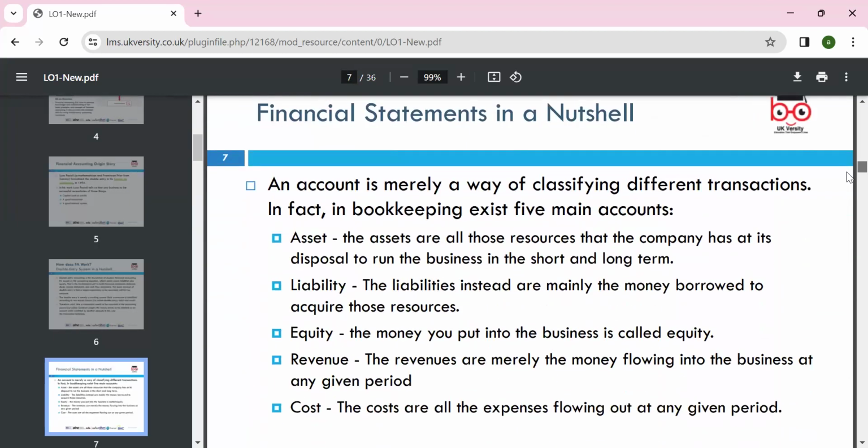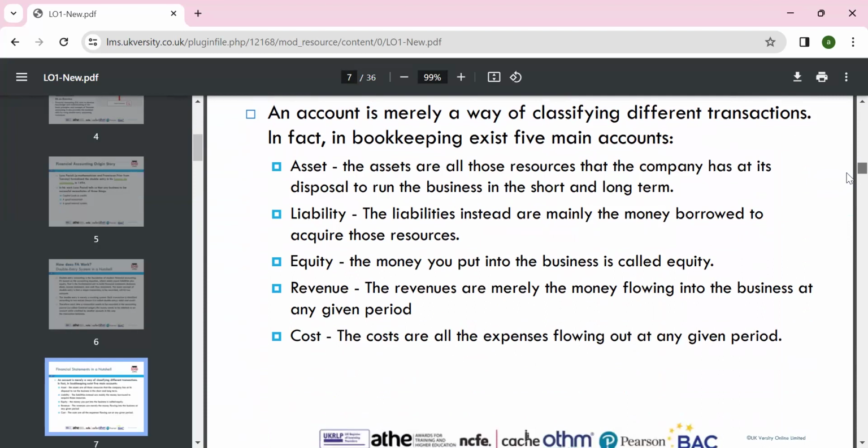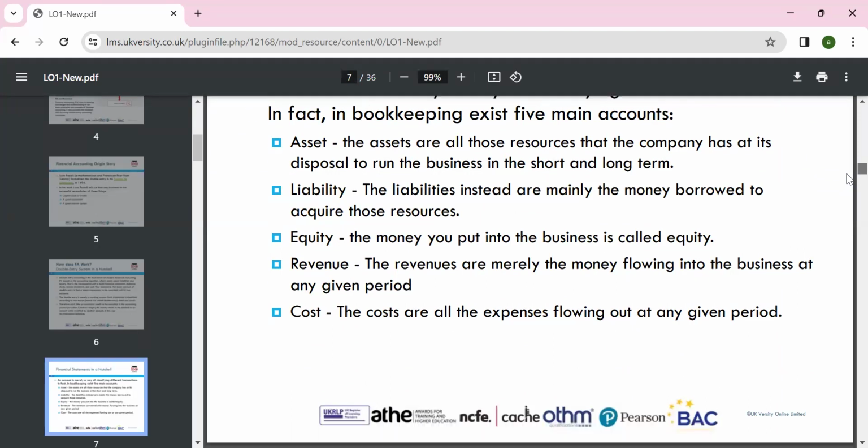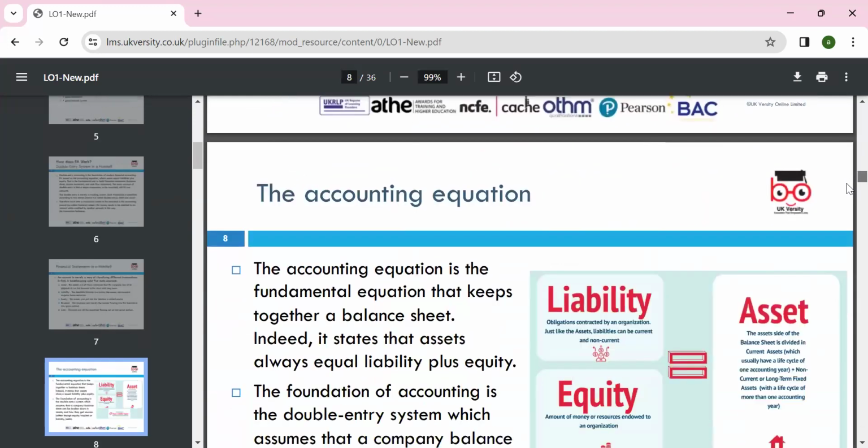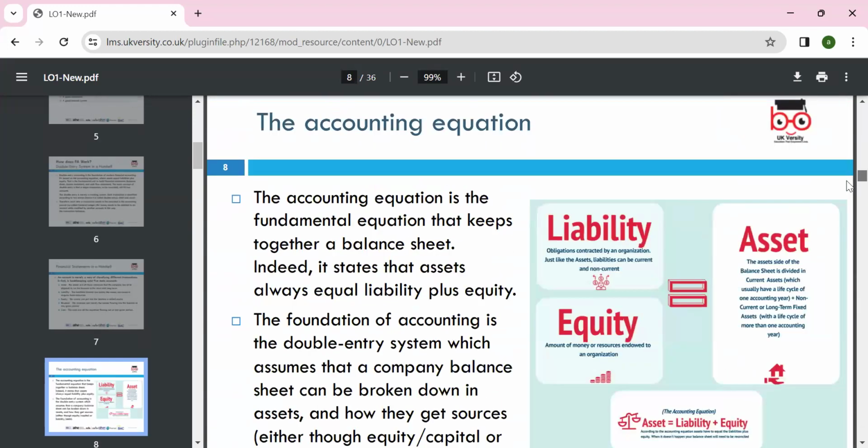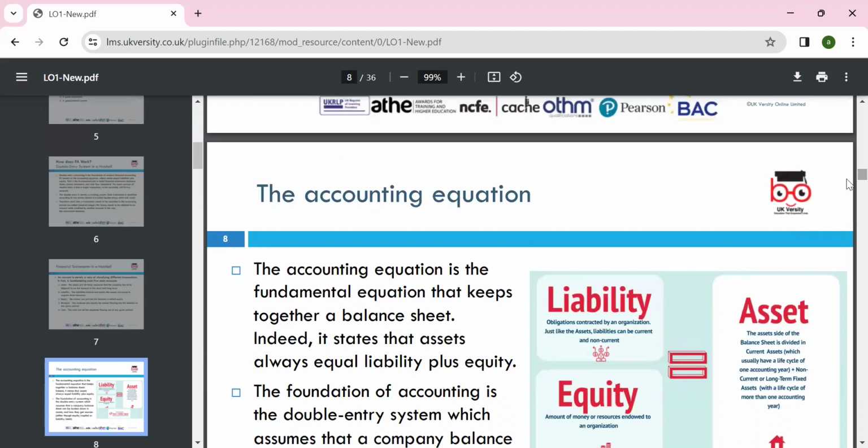So accounting is merely the way of classifying different transactions into assets and liabilities, and equity. Equity, of course, means the investment. In companies we use the word equity, which means shares, but normally we use the word capital. Revenue is also known as sales or turnover. It's basically the total worth of the sales. The cost is how much it cost you for the period of time. We record all of this. So we can look at the accounting equation.